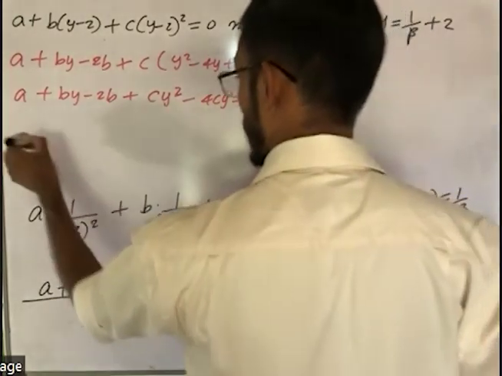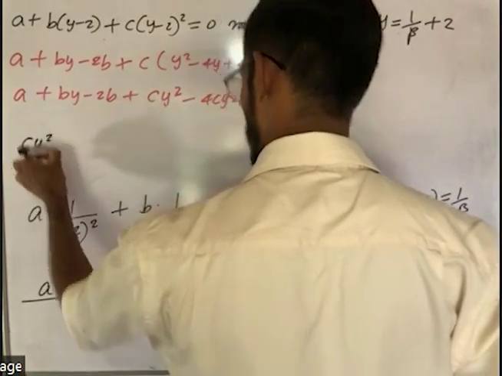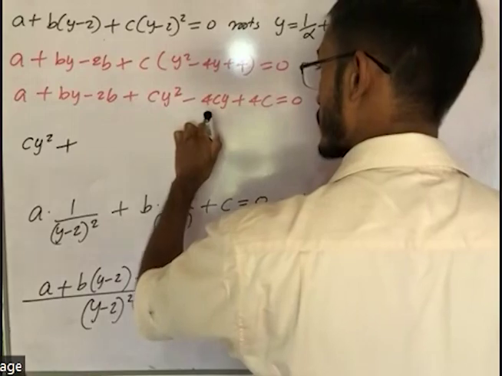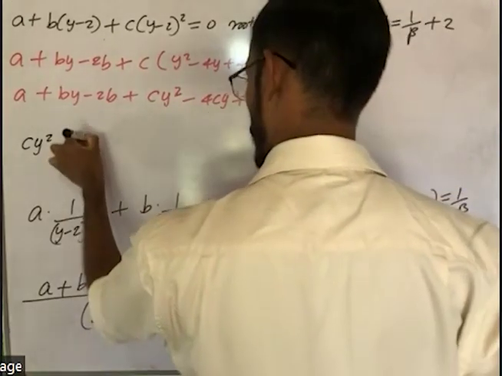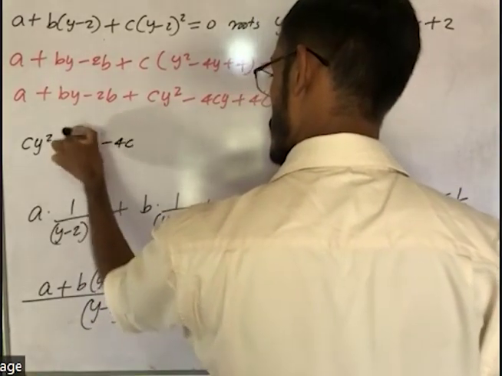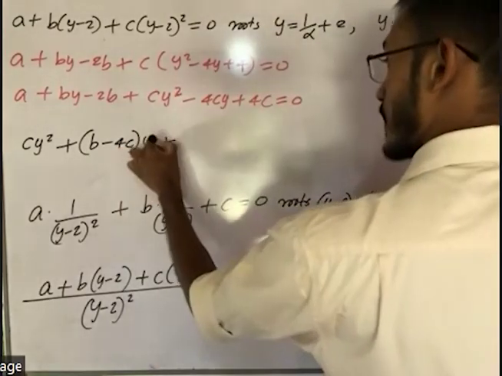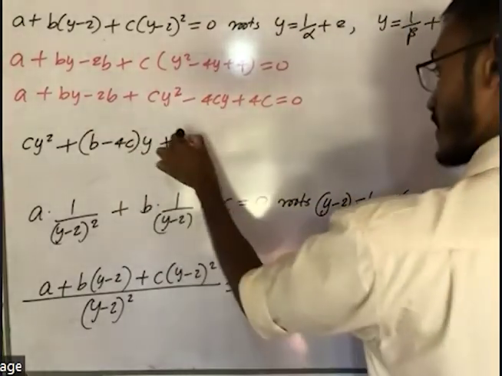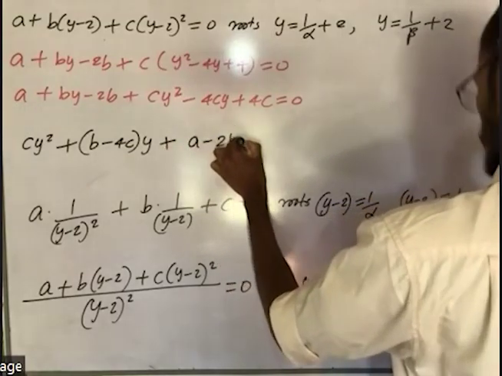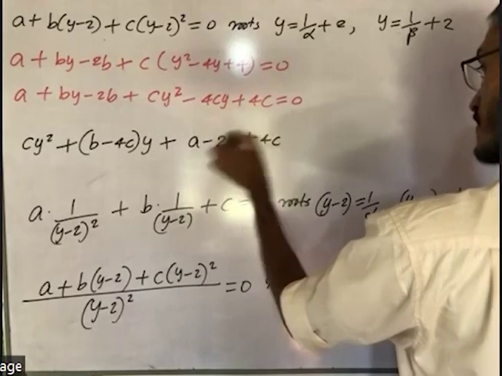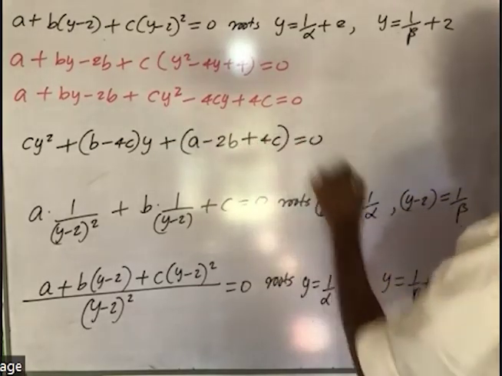So if you take y squared terms, here cy squared, plus if you take y terms, by, here 4cy. Therefore, (b minus 4c)y, plus the constant terms, a minus 2b plus 4c, equal to 0.